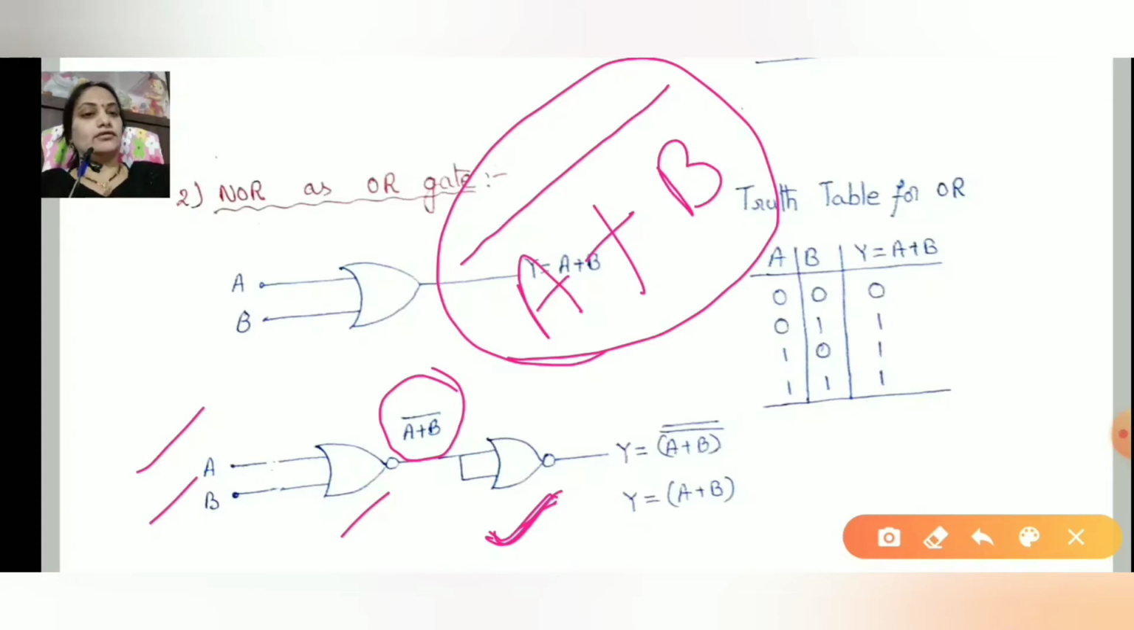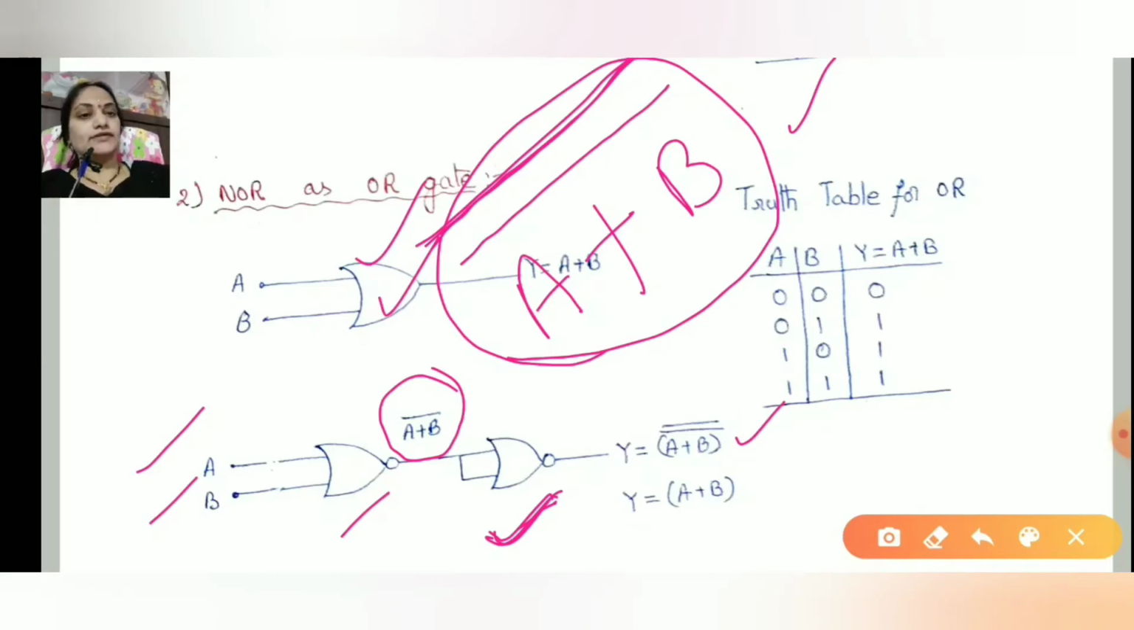Now, here the input is (a plus b) whole complement. Then what is the output for an inverter? Again you have to draw a complement here. That's why we got two complements here. So how can we solve this?